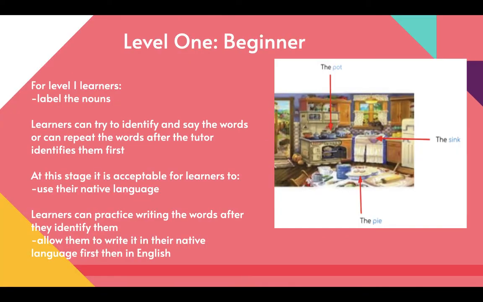For Level 1 learners, tutors can label the nouns. Learners can try to identify and say the words independently, or they can repeat the words after their tutor identifies them first. At this stage, it is acceptable to have the learners use their native language to name items. Allow learners to incorporate their native language, then have them repeat the English words.